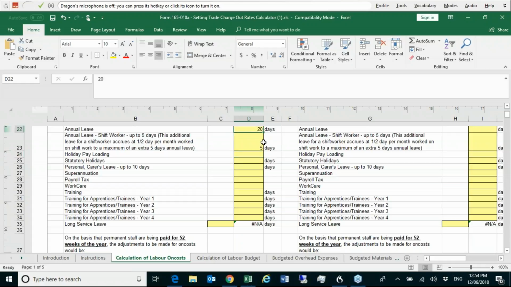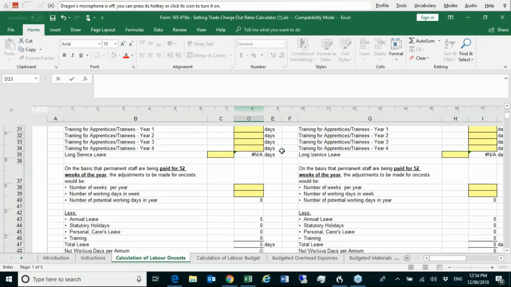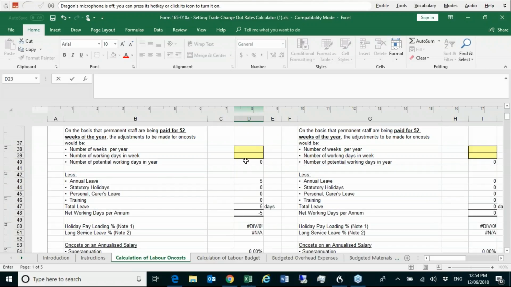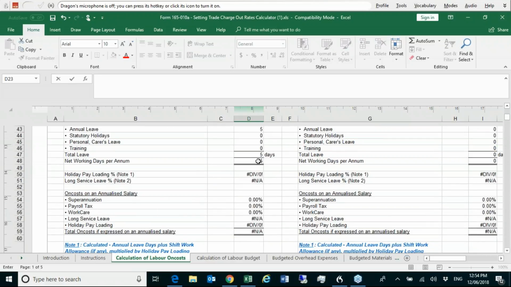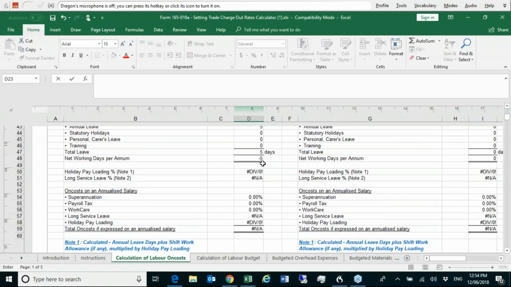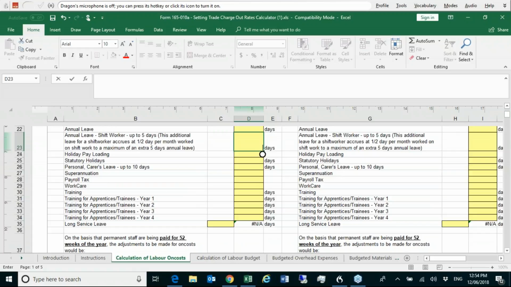The system will then go through and calculate the various information relative to the on-cost percentage, and will reflect those figures within the labour budget.